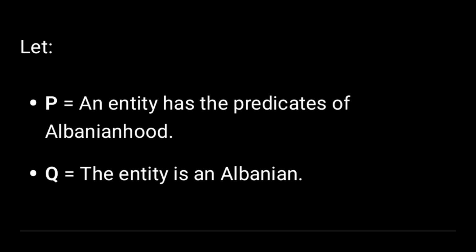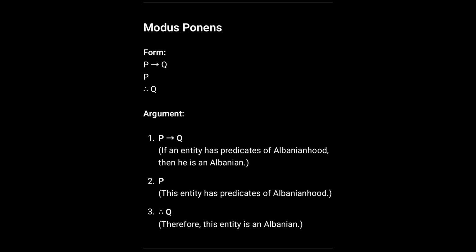Before we start with the argument, we just need to understand what P and Q mean. P means an entity has the predicates of Albanianhood, and Q means the entity is Albanian. In modus ponens, this would look like, firstly, the form: if P then Q, P is positive, therefore Q is also positive. The argument would be, if P then Q: if an entity has predicates of Albanianhood, then he is an Albanian. P is positive, the entity has predicates of Albanianhood, and therefore Q: this entity is an Albanian.